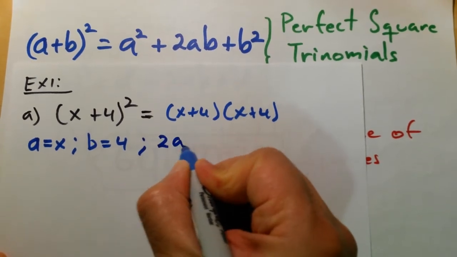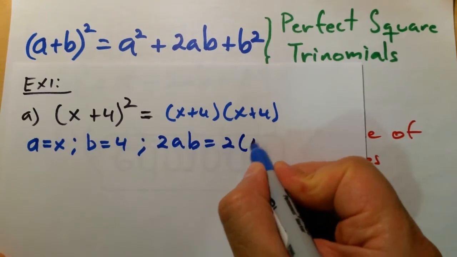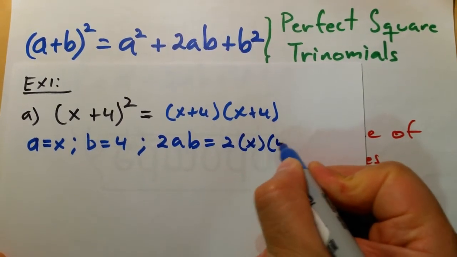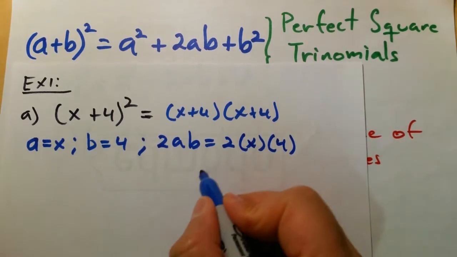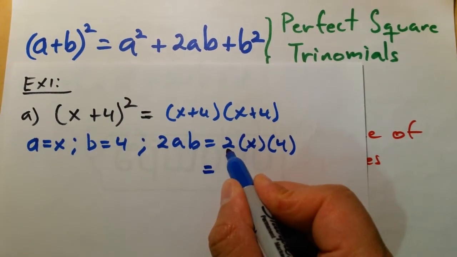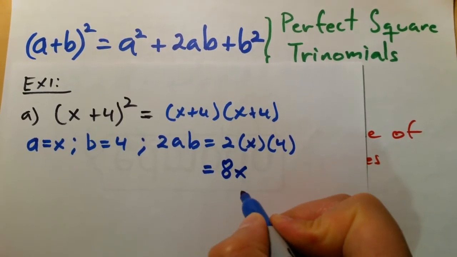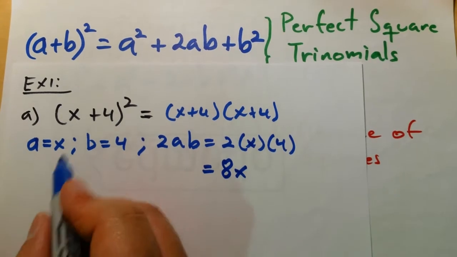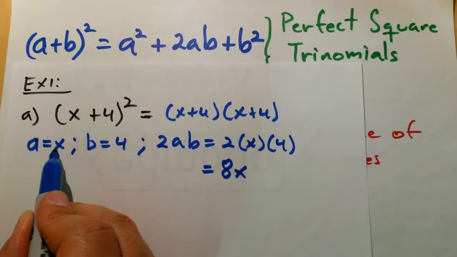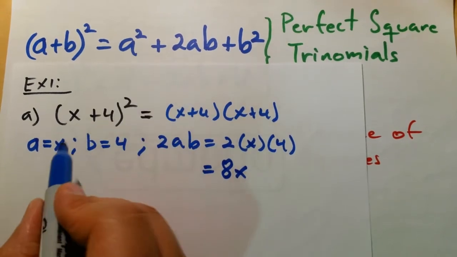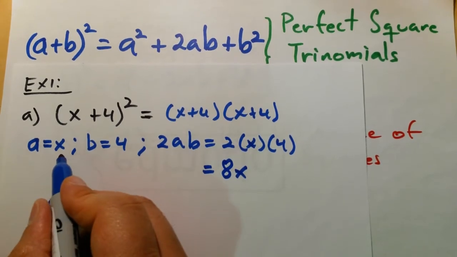So 2ab would be what? 2 times x times 4, right? 2 times x times 4, which essentially is equal to 2 times 4, 8 times x, 8x, right? So then all we have to do is substitute our data, right? So here we have a squared. We know what the value of a is. It's going to be x, but we need that to be squared. So a squared is going to give us x squared, right?